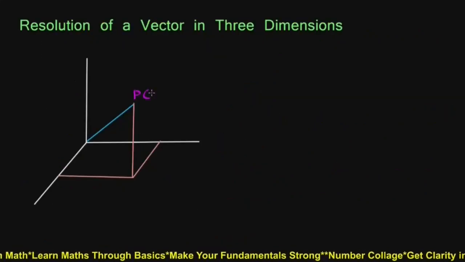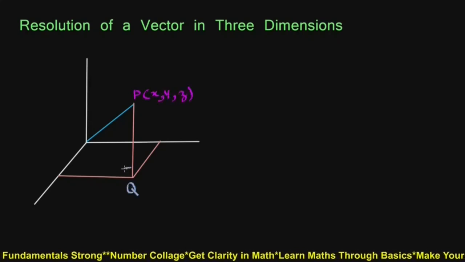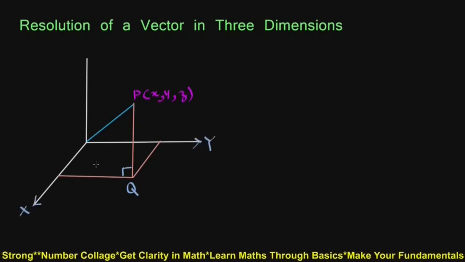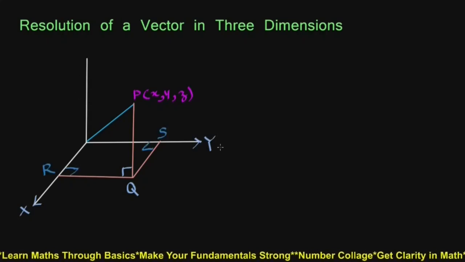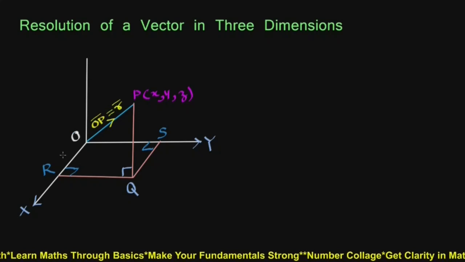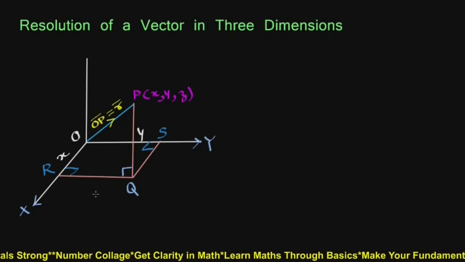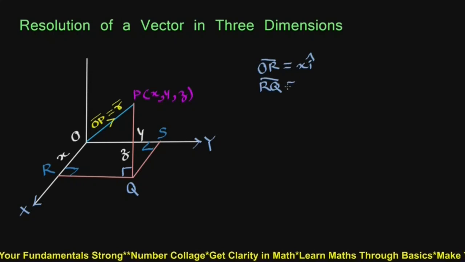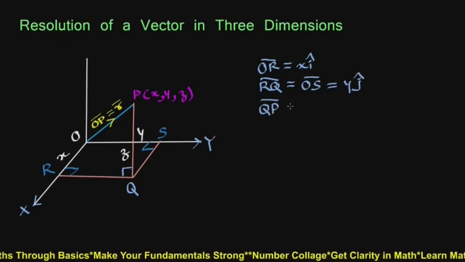Suppose P has coordinates x, y, z. Let Q be the foot of the perpendicular drawn from P to the xy plane. Let R and S be the feet of the perpendiculars drawn from Q to the x and y axis respectively. Let vector OP bar equals R bar. Let OR equals x, OS equals y, and QP equals z. Therefore, OR bar equals x i cap, RQ bar equals OS bar equals y j cap, and QP bar equals z k cap.